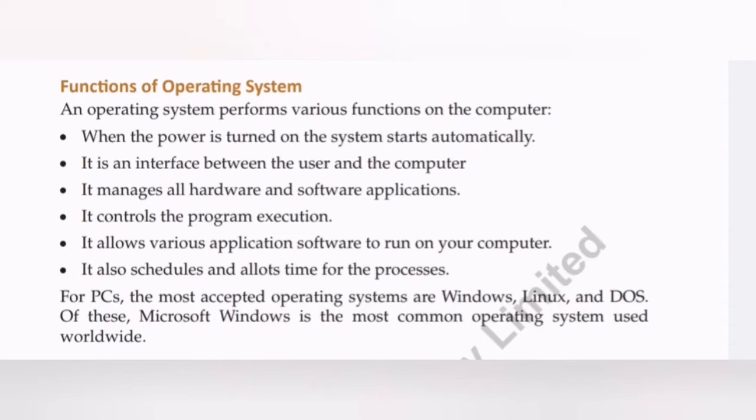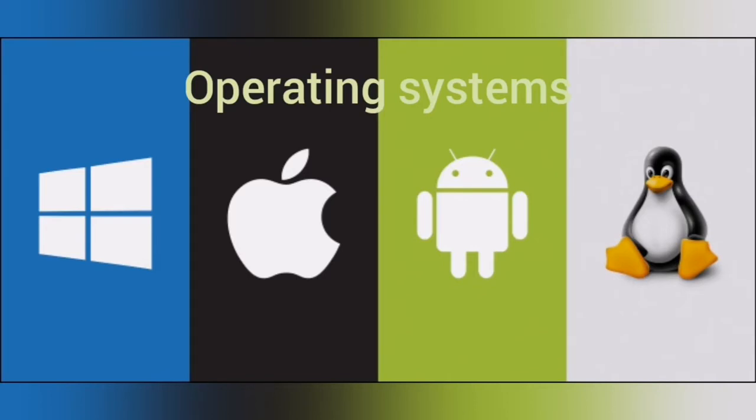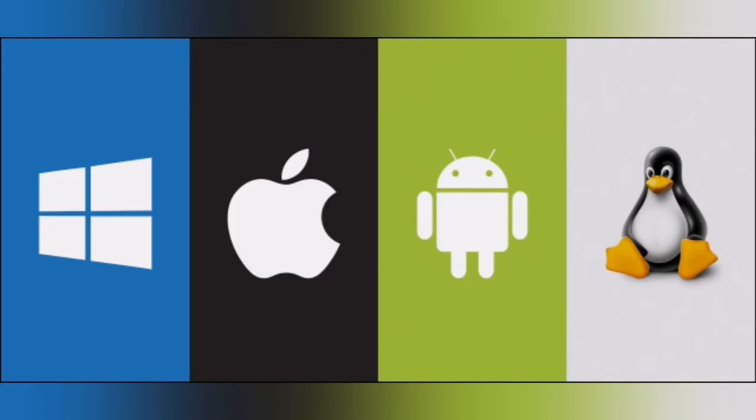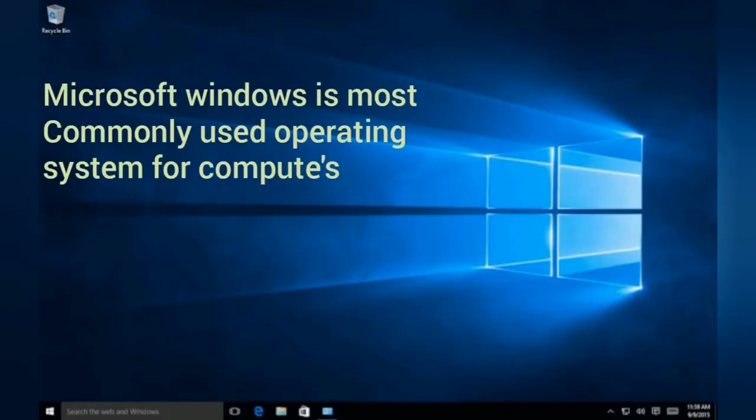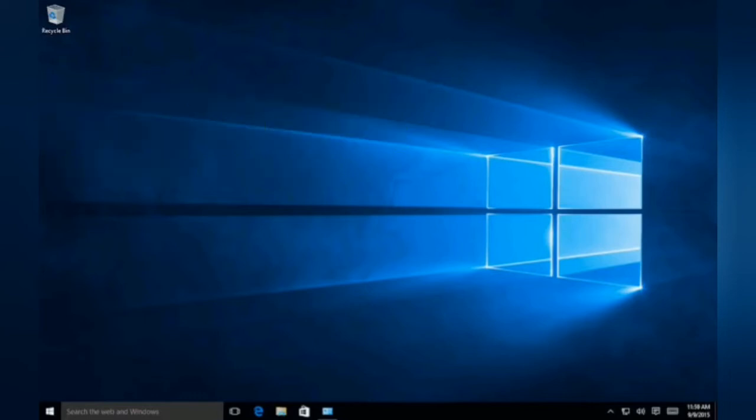What does the operating system do? When the power is turned on, the system starts automatically. It is an interface between the user and the computer. It manages all the hardware and the software. It controls the program execution and all. So there are many operating systems like Apple, Android, Windows and all. For mobiles, we are very familiar with the Apple software, Android software and all. For computers, the best and the mostly used operating system is Windows, and it is made by Microsoft. So it is called Microsoft Windows.